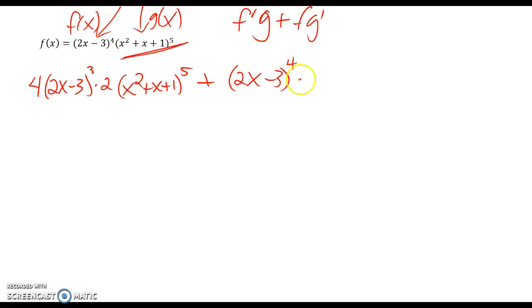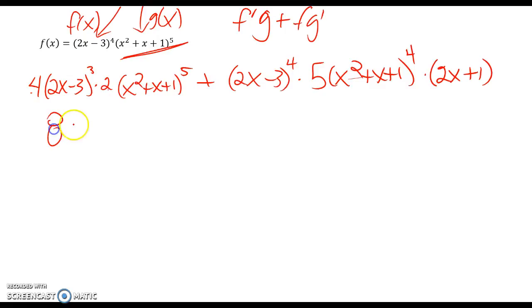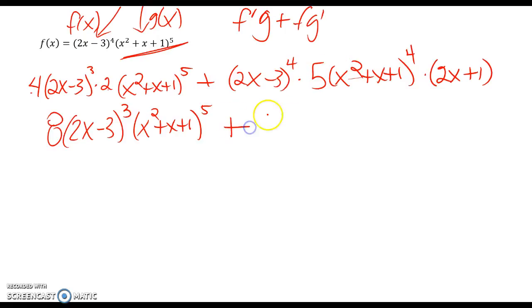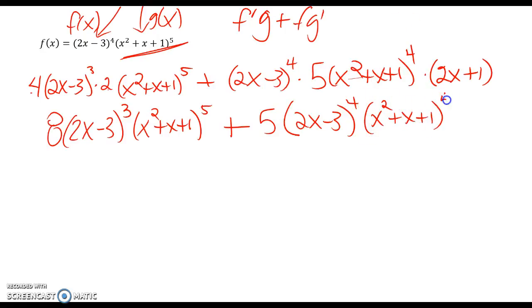Now this is a power rule. We've got to bring down a 5, x squared plus x plus 1 to the 4th, times the derivative of the inside, which is 2x plus 1. I'm really not sure, I guess we could put these two together and say 8 times 2x minus 3 to the 3rd, x squared plus x plus 1 to the 5th, plus 5, 2x minus 3 to the 4th, x squared plus x plus 1 to the 4th, 2x plus 1.